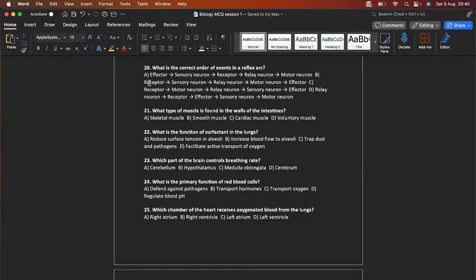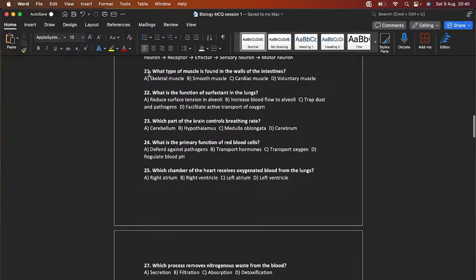So I hope that makes sense, right? So it's always sensory first. You have to be able to basically sense that there is something going on there, and then the motor neuron will be activated to allow the muscles to respond.